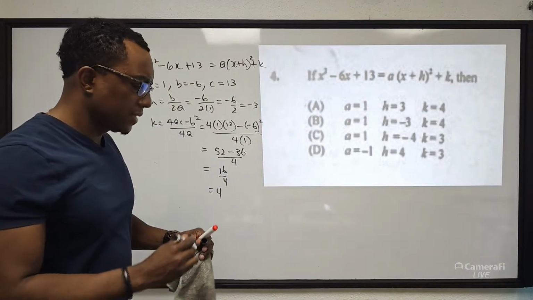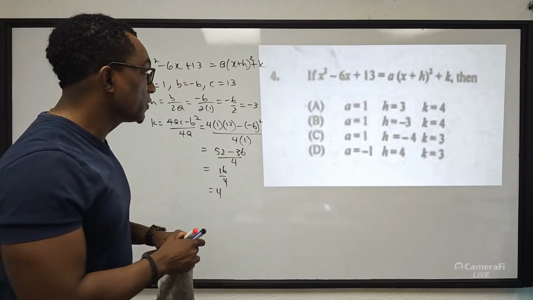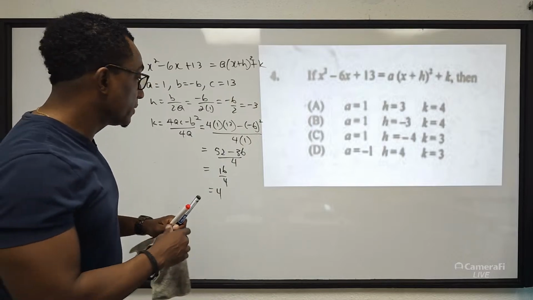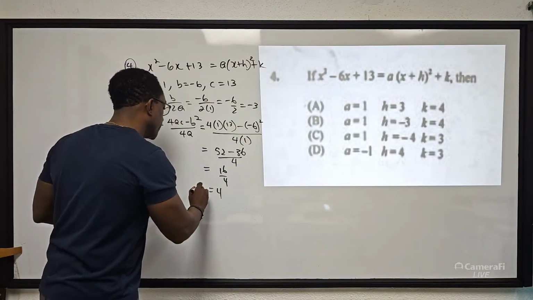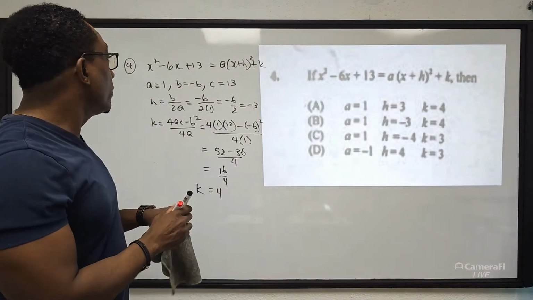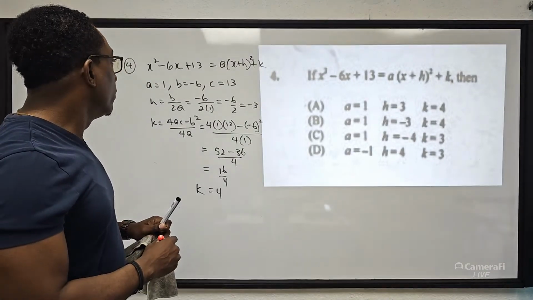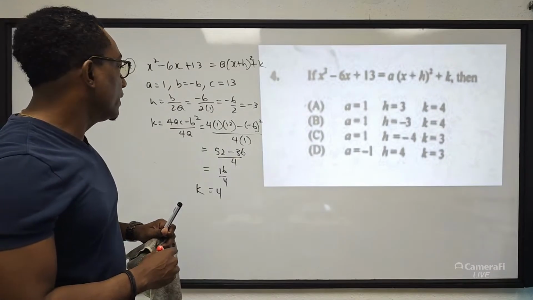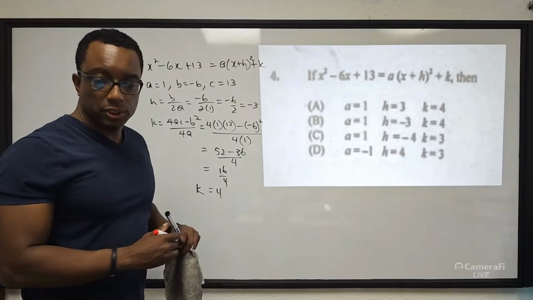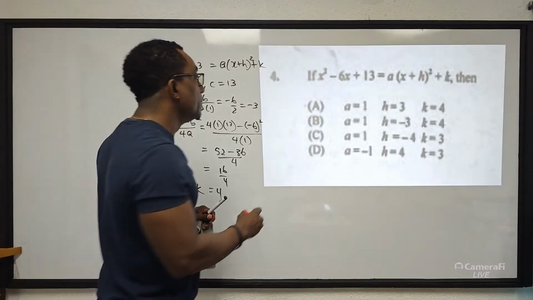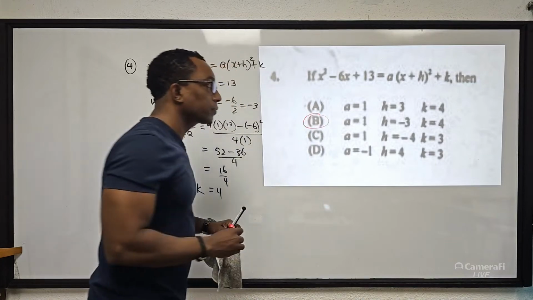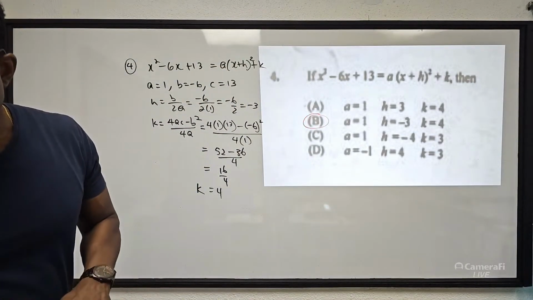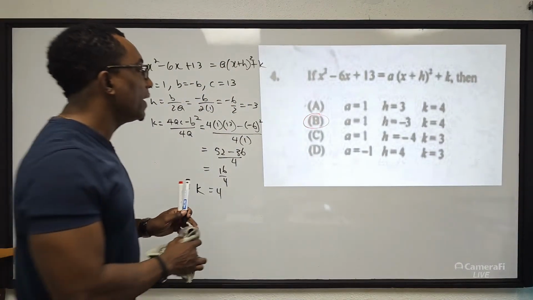So we would have done the same question last night, so this is a repeat, so I should have repeat stated. So k is equal to 4. So we know a is 1, h is negative 3 and k is 4. So for question 4, the answer there is B. So let's move on now to question 5.